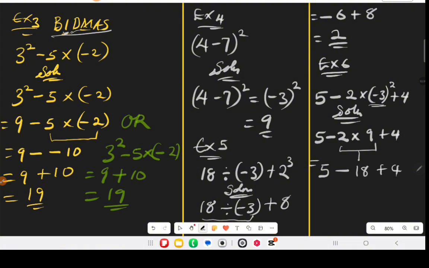Then the final step says addition and subtraction. They have the same priority. Solve from left to right. And if we solve from left to right, 5 minus 18 gives us minus 13. Minus 13 plus 4 gives us minus 9 as the final answer.